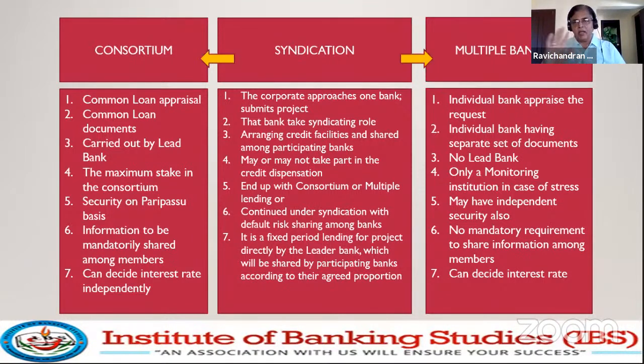So this is the gist of consortium, multiple banking and syndication. And when it is needed, as per exposure norms, each bank can finance up to a certain level of their tier 1 capital.